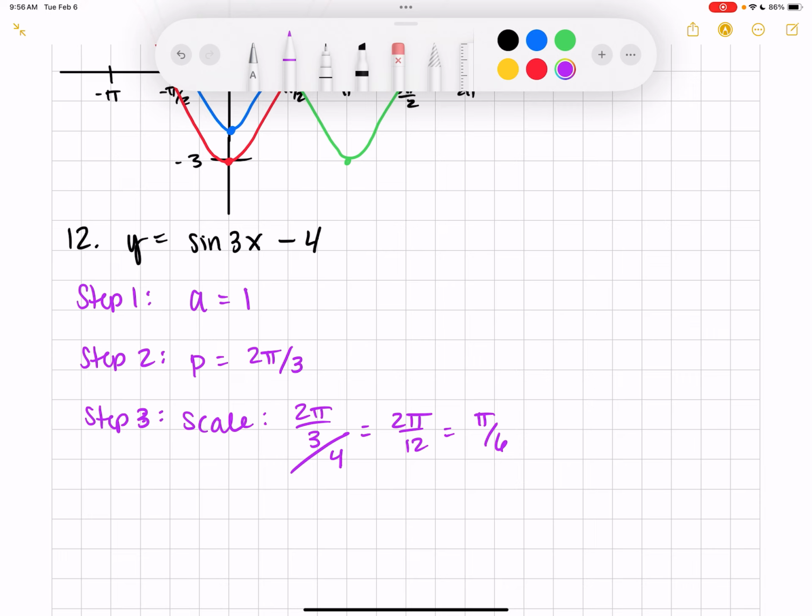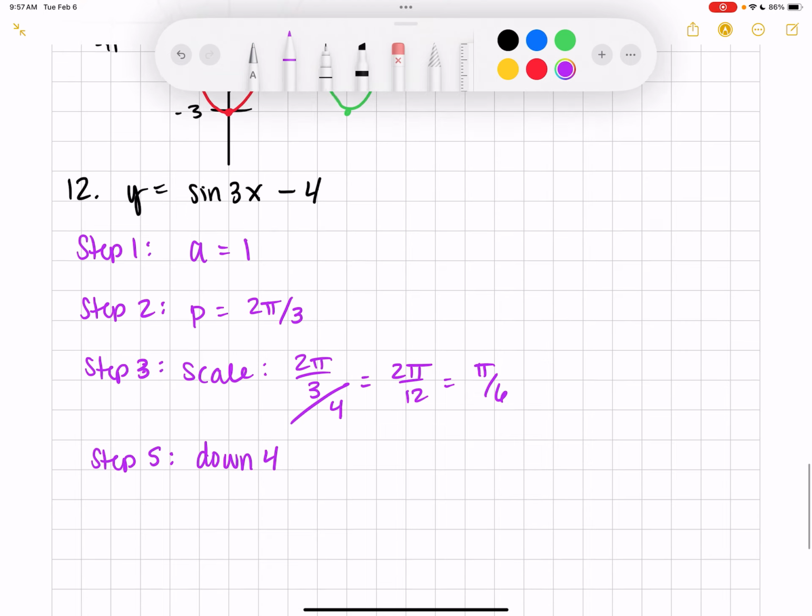Is this one shifted left or right? No. Is it shifted up or down? Yes. Okay. If there's not a parentheses, but there's still something being added or subtracted, that indicates that it's going up or down. So this one is going where? Down 4. And is this graph reflected? Oh, I guess this was actually step 5 technically, but no, it's not reflected.